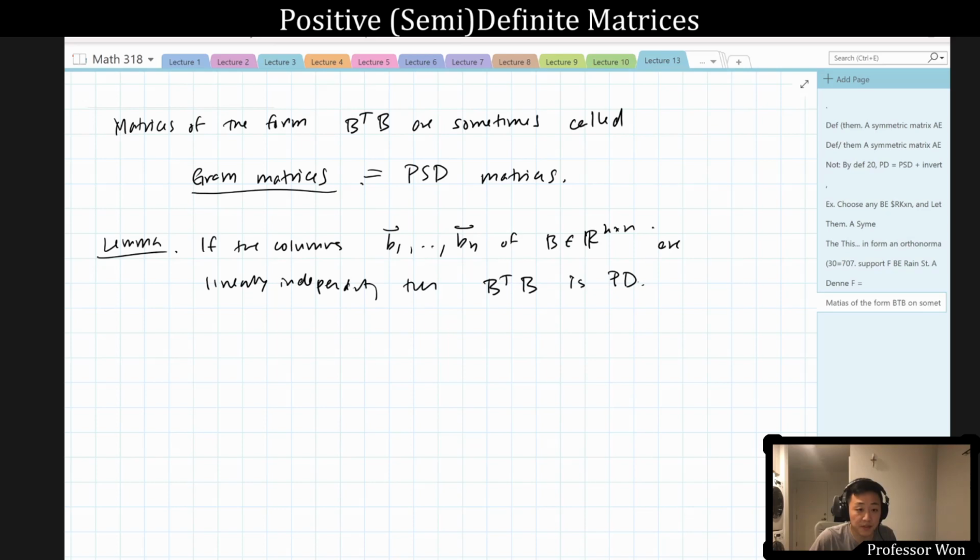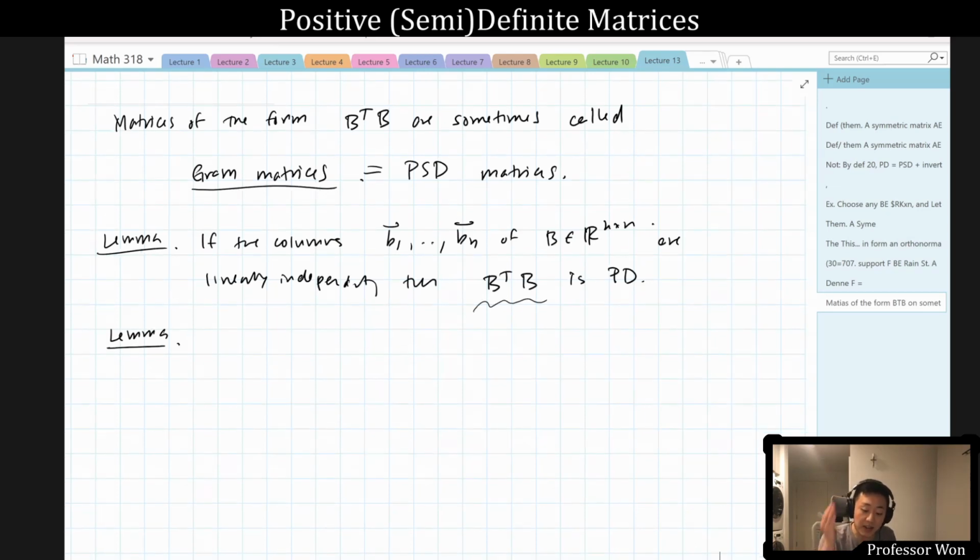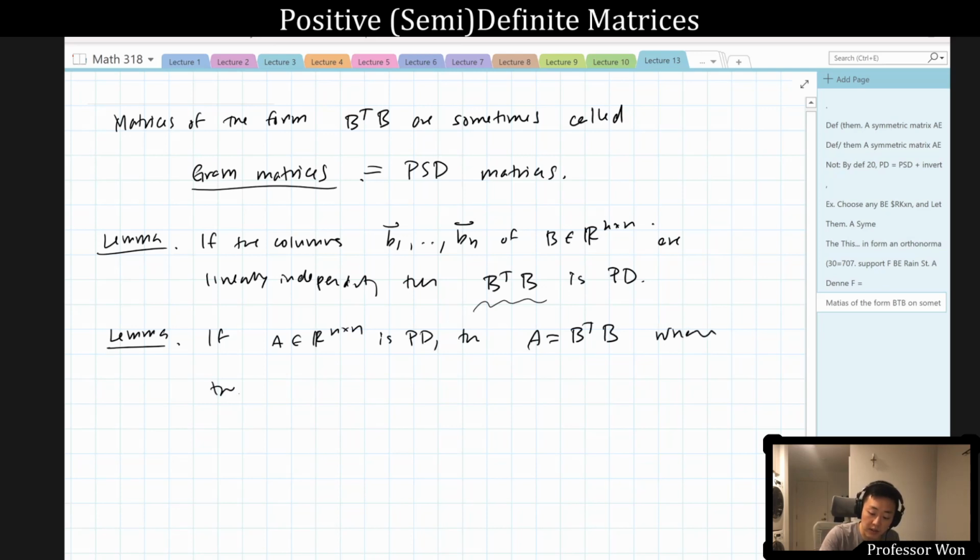Okay, so there's a very brief proof, so I'm going to let you read that in the notes. And the converse is part of the definition of being positive definite, right? We said that if you can be written as B transpose B with linearly independent columns, then you are positive definite. In other words, if you're a positive definite matrix, you can write it as B transpose B with linearly independent columns. So the converse here is actually the definition of being positive definite. But there's a proof given in the notes. Okay, so if A is positive definite, then A equals B transpose B, where the columns of B are linearly independent.